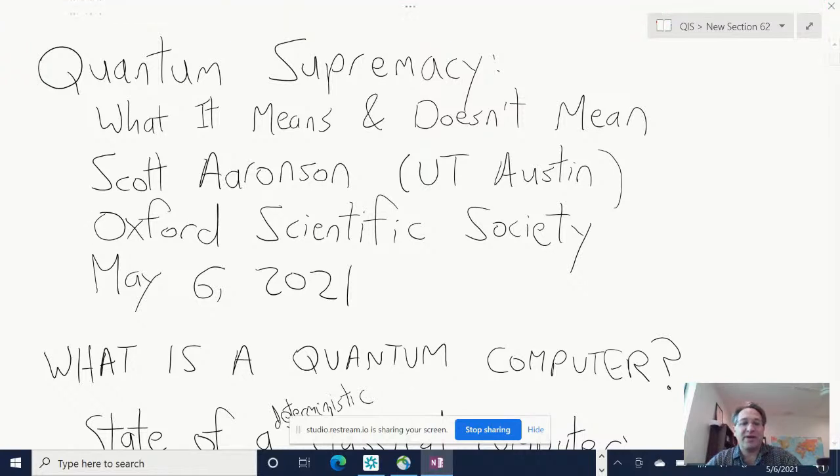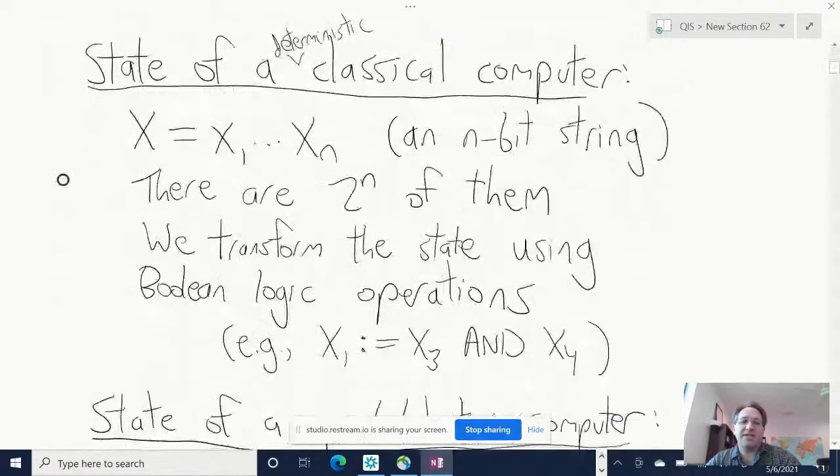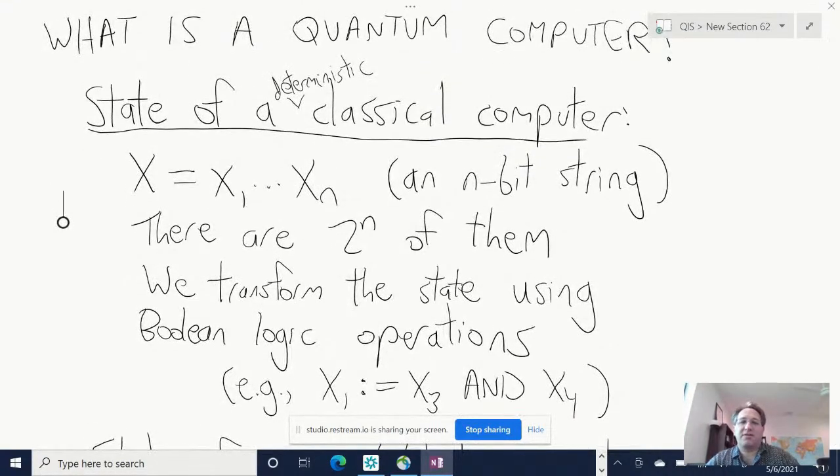Okay, so let's start with what is a classical computer. Let's say a deterministic classical computer, one that never makes any random choices. You could say at a high enough level, at the level that will be relevant for me here, it is very simple to understand. It is just some machine, which we will think about abstractly as being made up of bits.